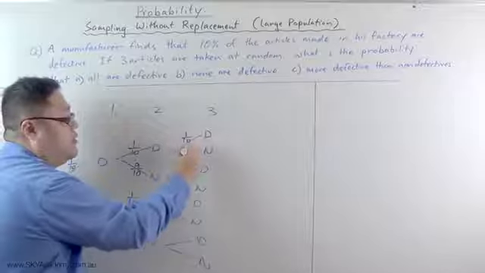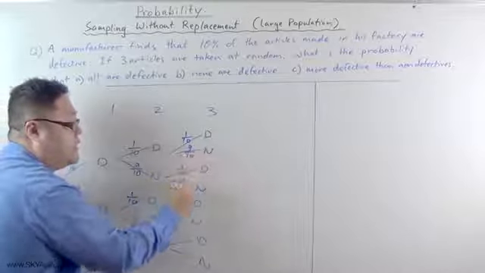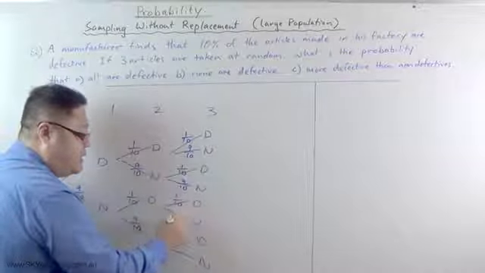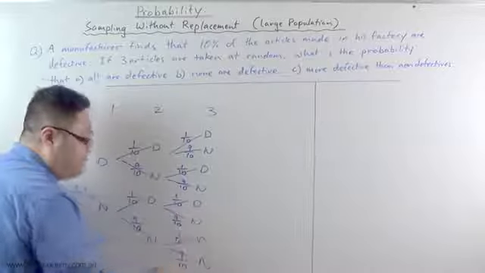So 1 out of 10, 9 out of 10, at every stage. All right, does that make sense?